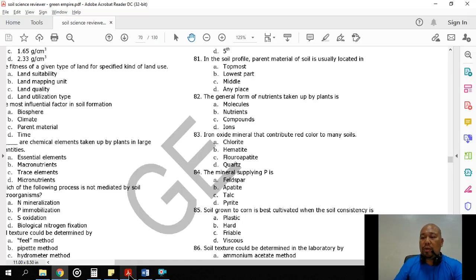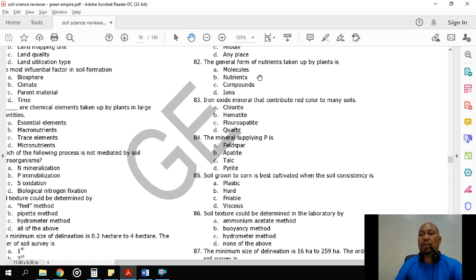So going back, where is the parent material located? We can find it in the lowest part. So it's not the topmost because that is mainly exposed. Okay, so we always see the parent material in the lowest part of our profile.